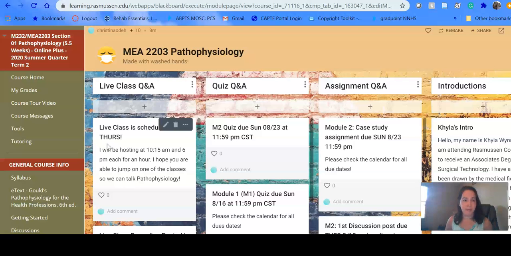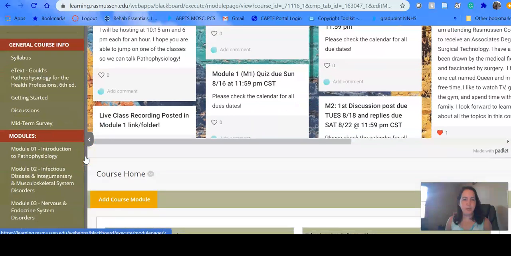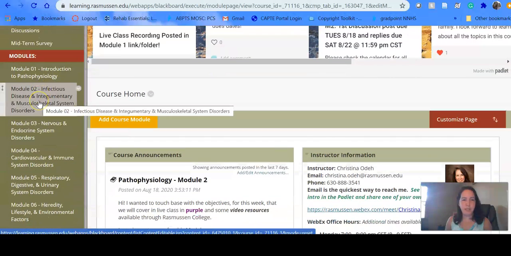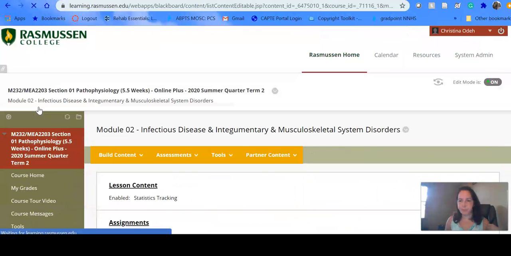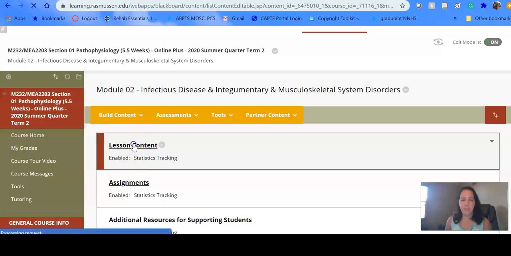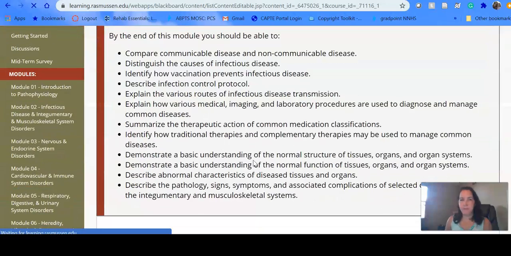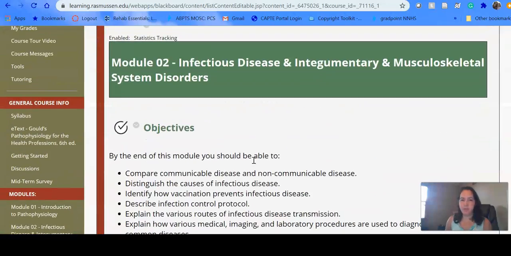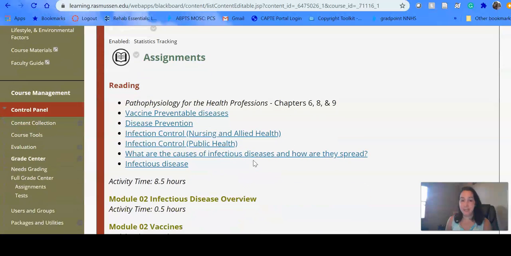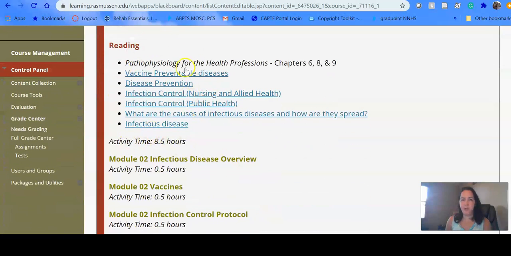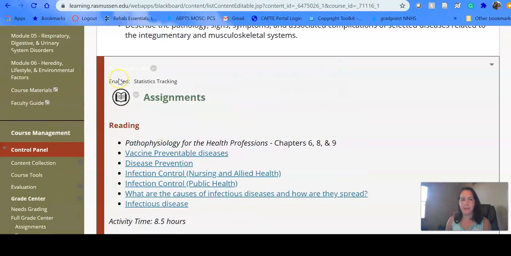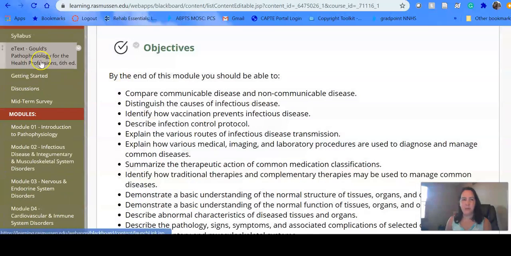live class on Thursday. So as you scroll down and you click on the modules, first of all, we're going to go right into Module 2, and then into the lesson content. Most of this information I'm sure you've seen. It's the objectives that are there. The assignments are here along with some of the reading that is linked, but also don't forget these chapters 6, 8, and 9 are coming from your textbook, which is right here.